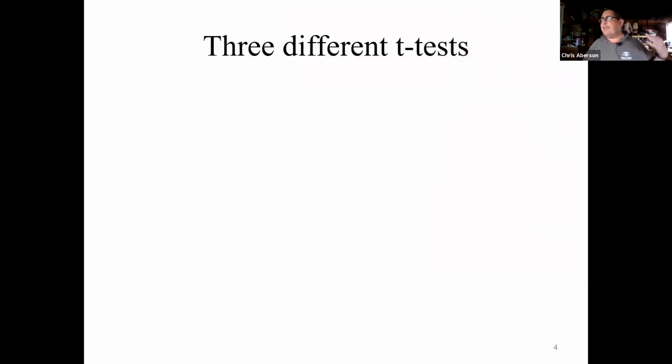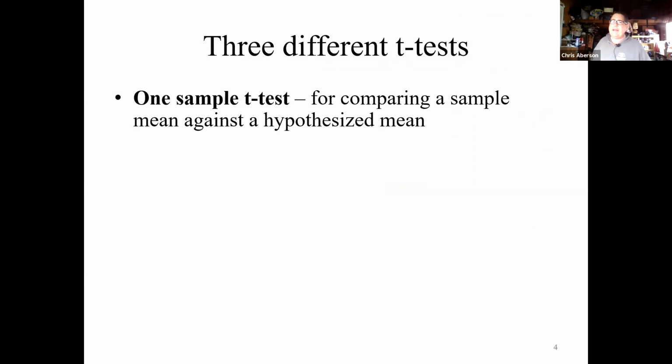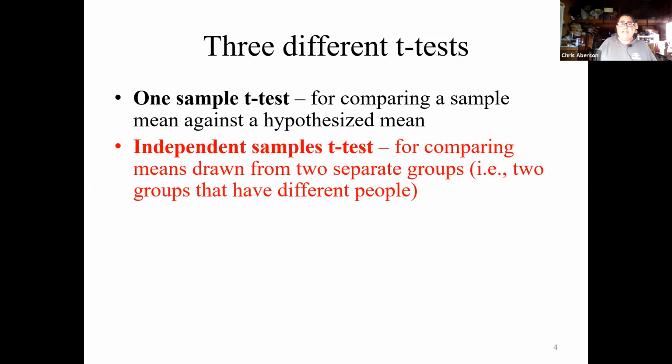All right, there are three different t-tests, so it's important to highlight that. One is called the one sample t-test. That's when you have a single sample mean that you're comparing against a hypothesized mean. The second is the independent samples t-test. Here, that's for comparing means drawn from two separate groups, two groups that have different people in them. That's the one we're going to talk about.